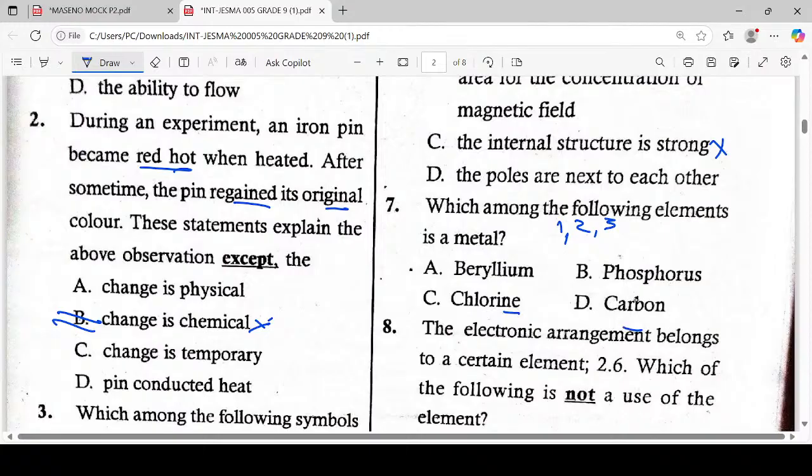This one is 4. This one, no. So the most appropriate answer here is beryllium. That is the metal. Remember, for an element to be a metal, then its outermost energy level should have either a 1, a 2, or 3 electrons.